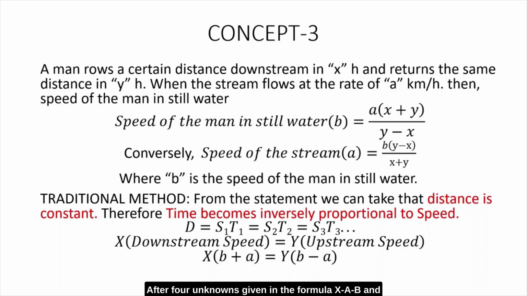Of the four unknowns in the formula, x, a, b and y, three of them would be given and the remaining one will be asked to be found, and we can use this formula to understand it pretty easily. Let us solve some examples.